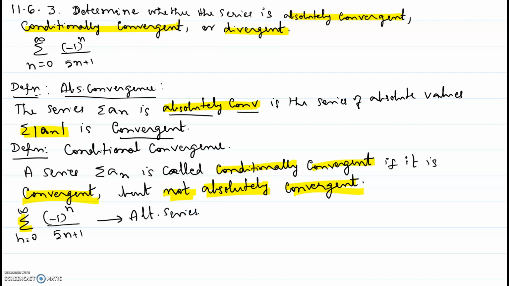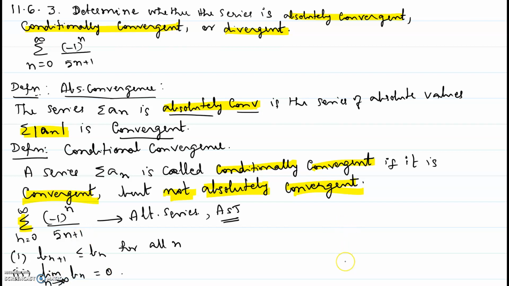We already established in the earlier problem the two requirements that are needed for the alternating series test. So condition 1, we have to show that bn plus 1 is less than or equal to bn. This is for the alternating series test. So we are going to apply the alternating series test. Bn plus 1 less than or equal to bn for all n. That is condition 1. Then condition 2, we are going to establish limit as n approaching infinity of bn equal to 0. So this bn here is actually the numerical part, without the sign, of the alternating series.